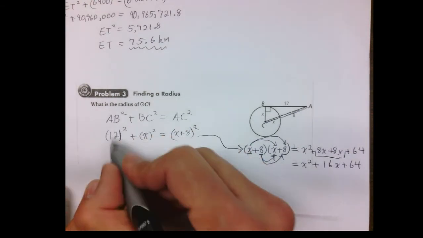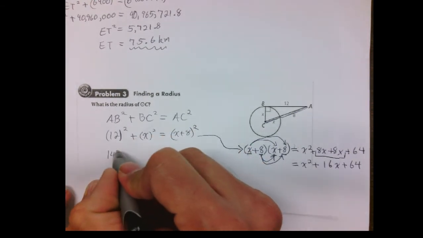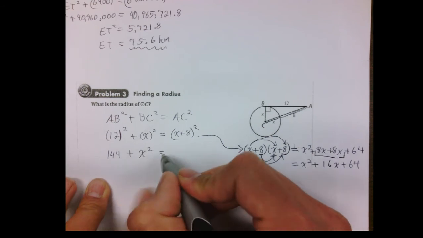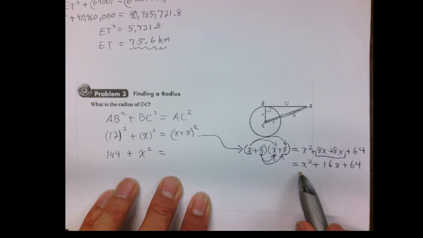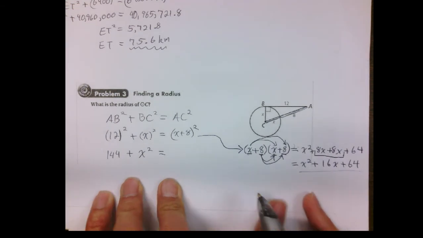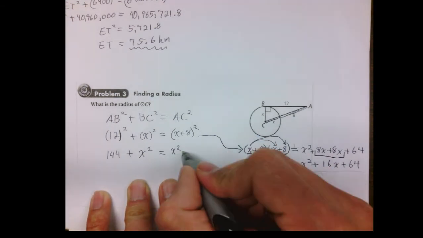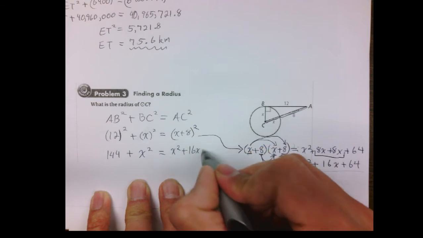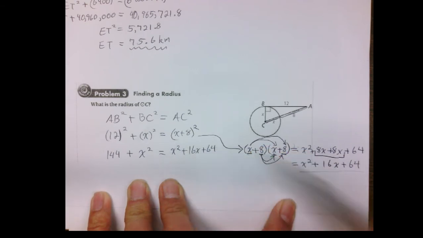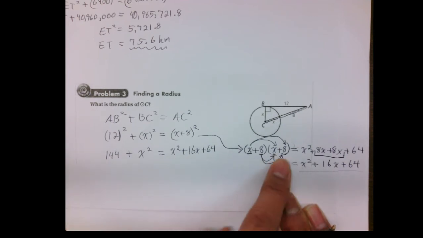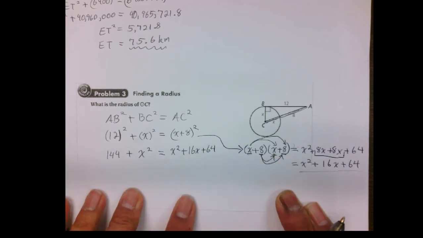So let's bring stuff down. 12 squared is 144. X squared is just x squared. Equals all of this business over here. X squared plus 16x plus 64. Okay? Again, we're going to do more of this type of stuff later in the semester, so don't freak out too much right now.